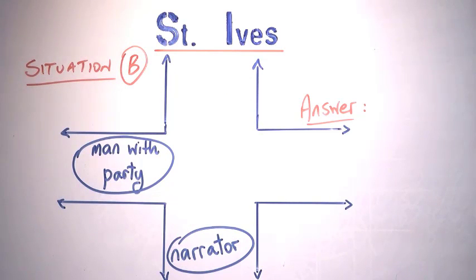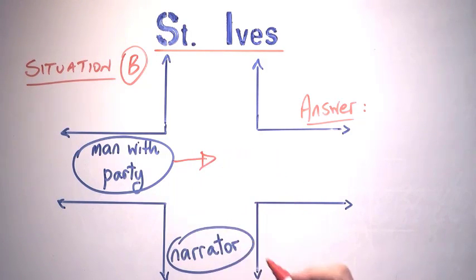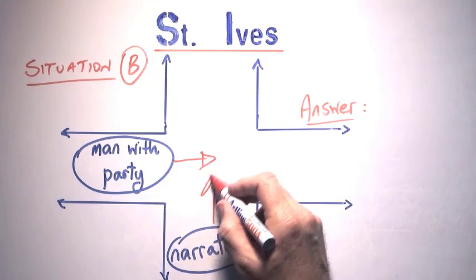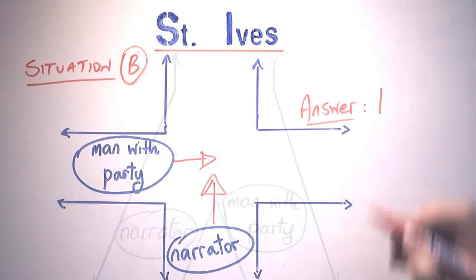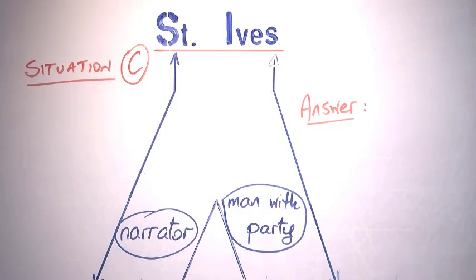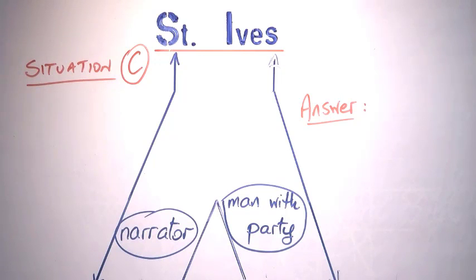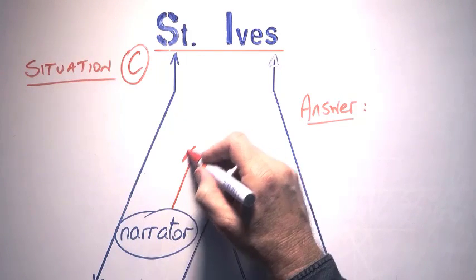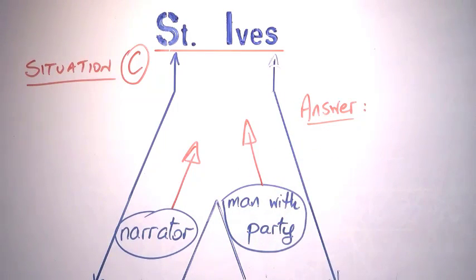Here I have situation B, where there's a crossroads, and the man with the party is coming from left to right, and the narrator is, of course, going to St Ives, and they meet on the road. And in this situation, the answer is again 1. And here we have situation C, where 2 roads converge to form 1. And the narrator is coming up one arm this way to St Ives, and the man with his party are also going to St Ives.